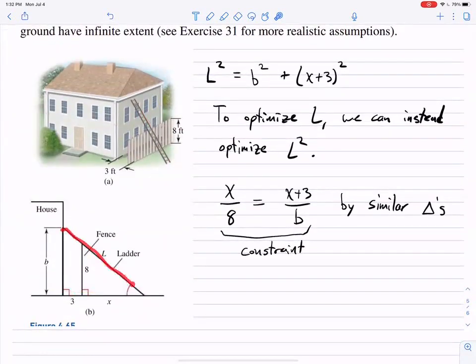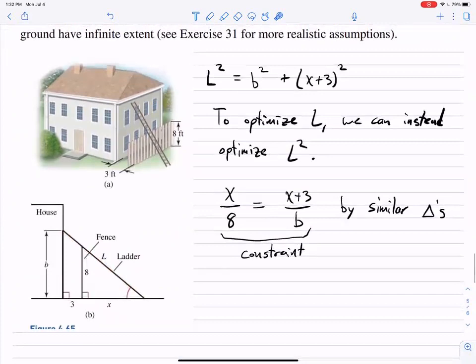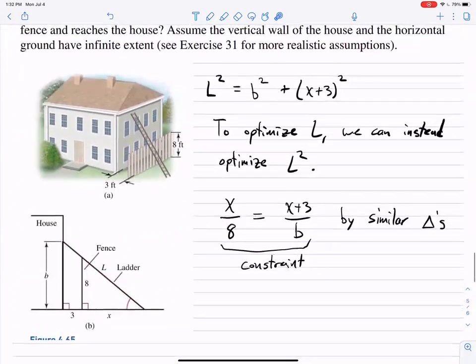We have a side length L. We have this distance X where it hits the ground, and we have this point up here where it hits the house. That's length B, and then this is 3. And we want to optimize L. We want to minimize what L can be. This one's a little tricky because we have lots of variables, but this right here is a right triangle. So we have L squared equals B squared plus X plus 3 squared. If we want to minimize that length, it's actually easier to optimize L squared. Instead of minimizing the length of L, we can find the minimum of L squared and it'll still be the same thing. And so we're going to use that fact.